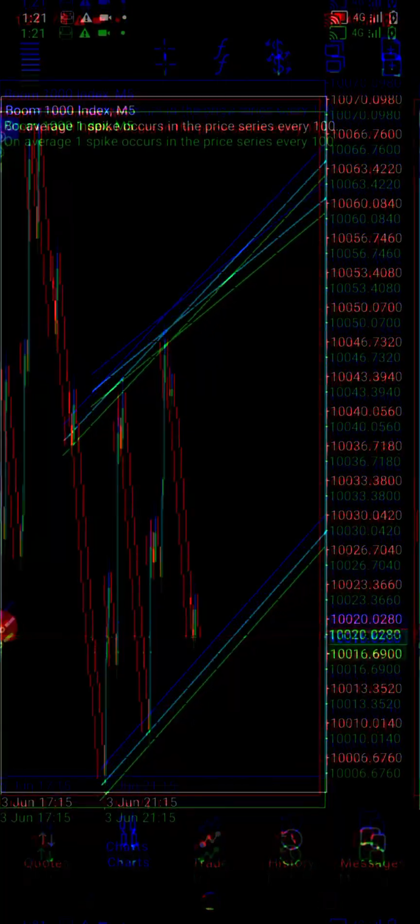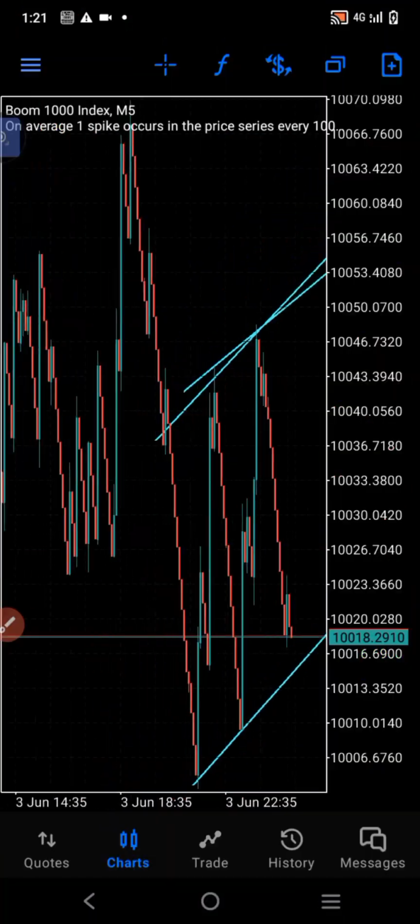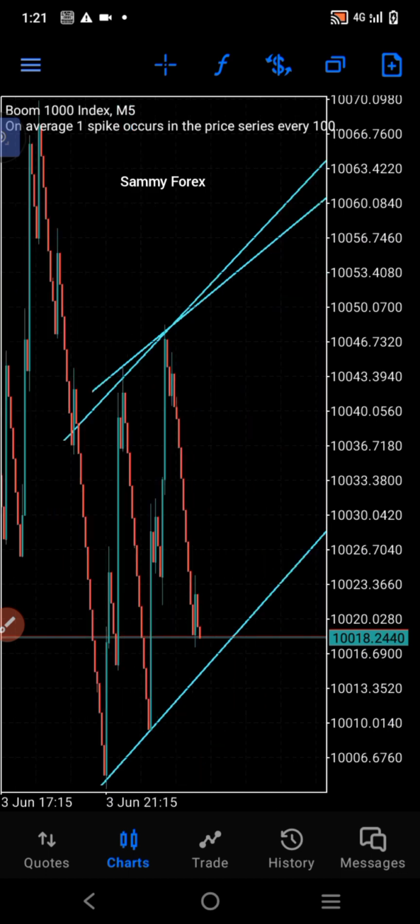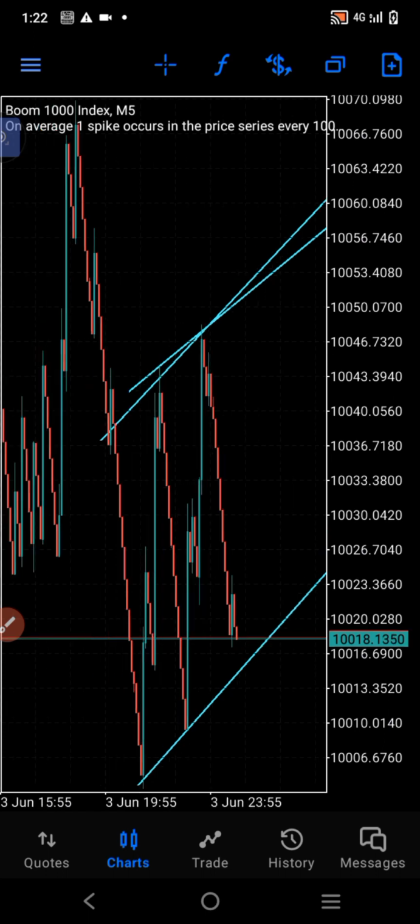All right now, so we're expecting a spike right now. Okay, we are expecting a spike right now in this Boom 1000. Now what I do, I use the 5 minutes to catch my spike. I don't know how you guys do it using 1 minute time frame. What I do is I use 5 minutes to catch my spikes.